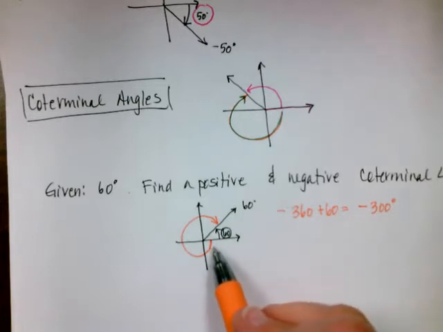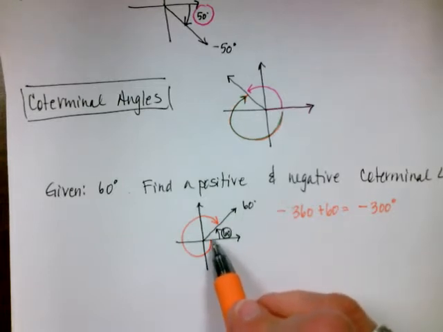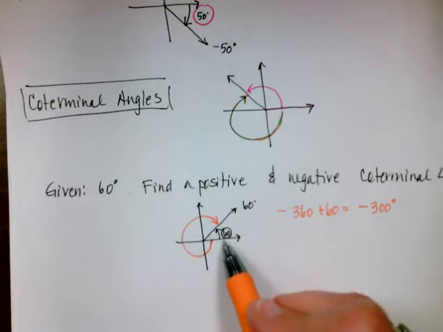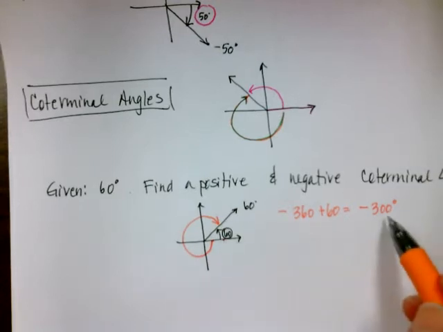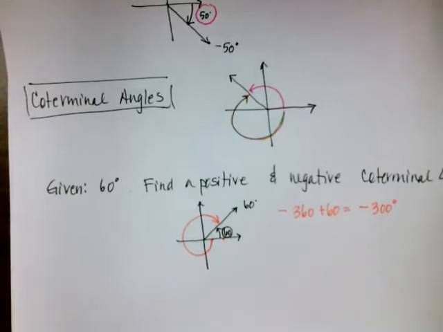So let me talk to you through that again. I'm going from the x-axis in the negative rotation, and I'm going to go all the way around to the x-axis to a negative 360. I'm going to go positive 60, and then I get the negative 300, okay?